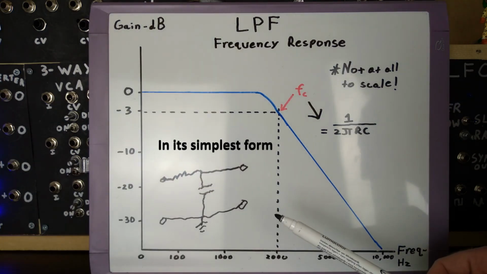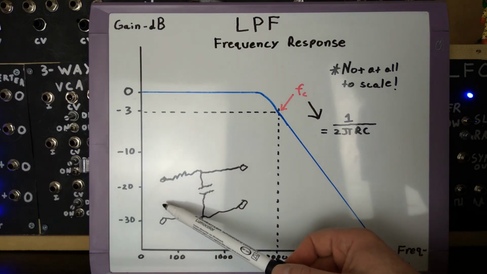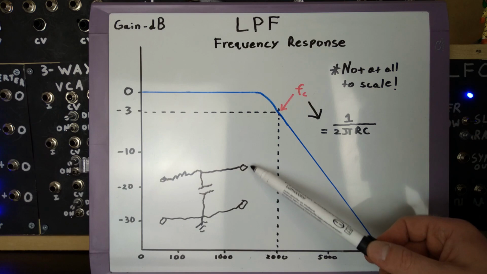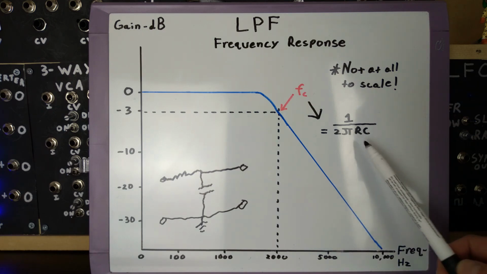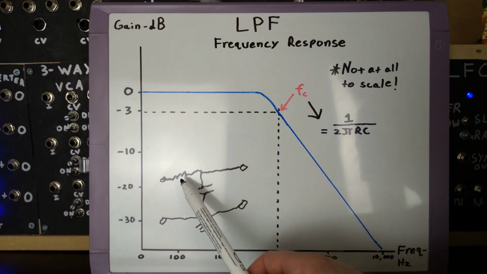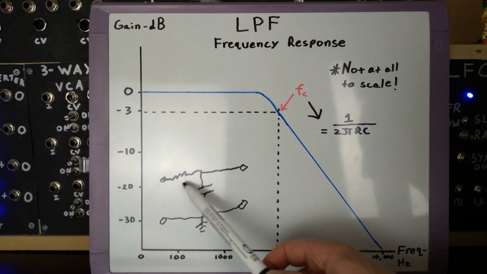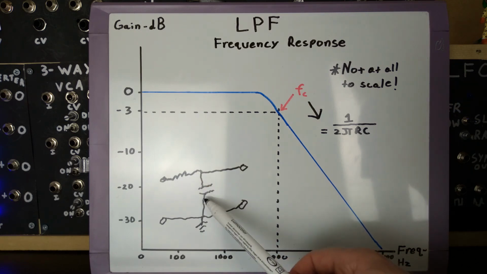So a low-pass filter is essentially just a resistor and a capacitor. We take our input from this side and our output from this side, and this is where the formula comes into play. We can determine our cutoff frequency depending on the value of the resistor and the capacitor. And a high-pass filter is basically just the opposite. We move the capacitor over here and the resistor down here.